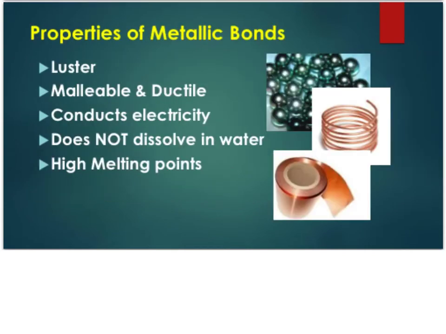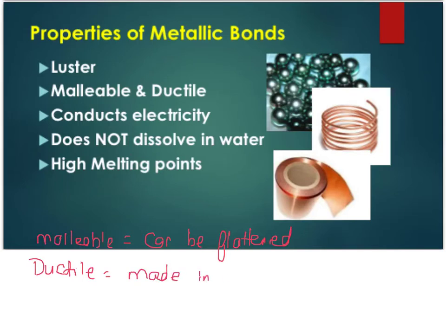Compounds that have metallic bonds have a high luster. That means they have a great shine about them. Not sure if you can see these properly here. They're also malleable and ductile. If it's malleable, that means it can be flattened. Alright, so it can be flattened. Ductile: it can be made into wires.